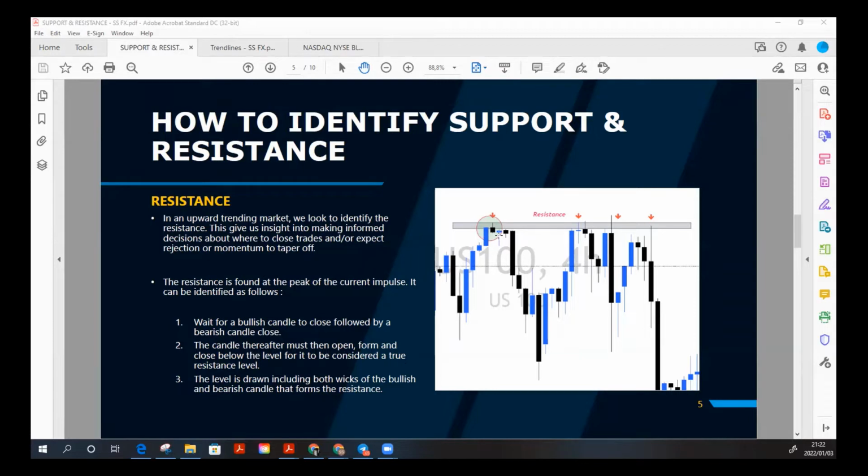Is it a true resistance? We need the next candle that follows these two candles to open, form, and close below that resistance. Then we know that this is a valid resistance zone in the market. Number three, the level drawn includes both wicks of the bullish and bearish candle that form the resistance. Basically, what that means is the entire zone will include the wicks of those candles as well, right?